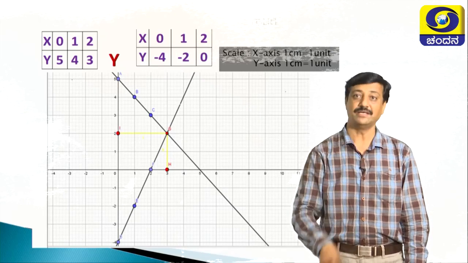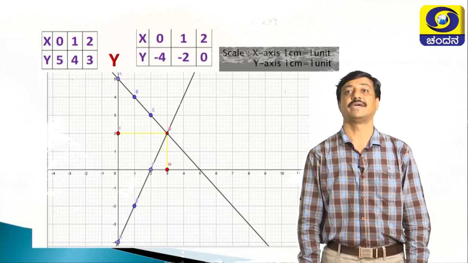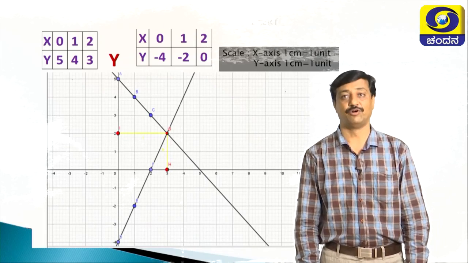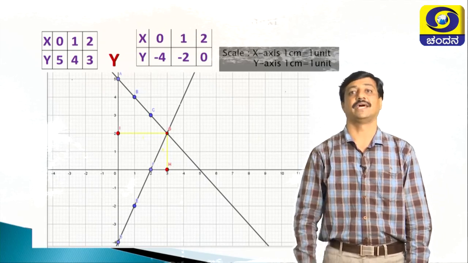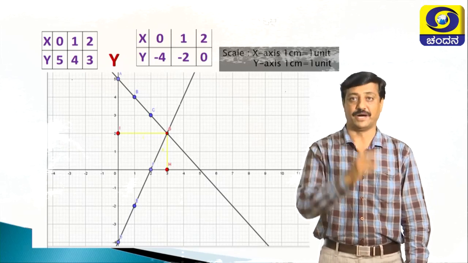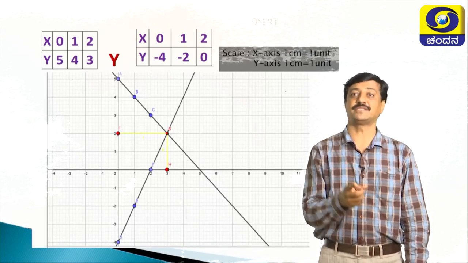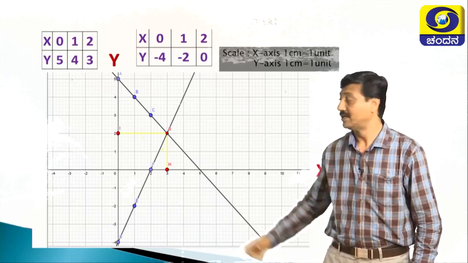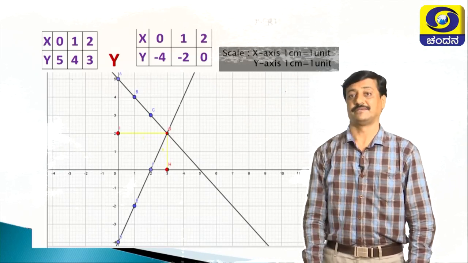I will repeat once again, this graph usually carries 4 marks. If they ask the graph for 4 marks, you have to split it: for the 2 tables 2 marks, and the remaining 2 marks for the graphical representation. You have to remember one thing, the scale is very important.